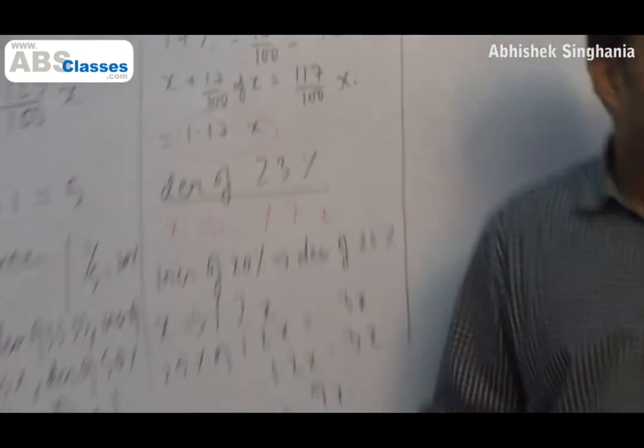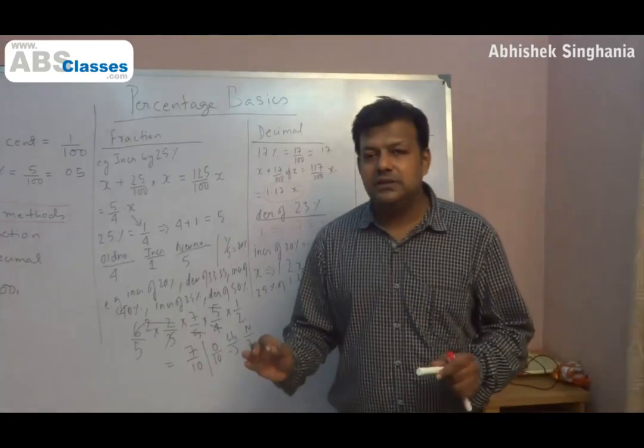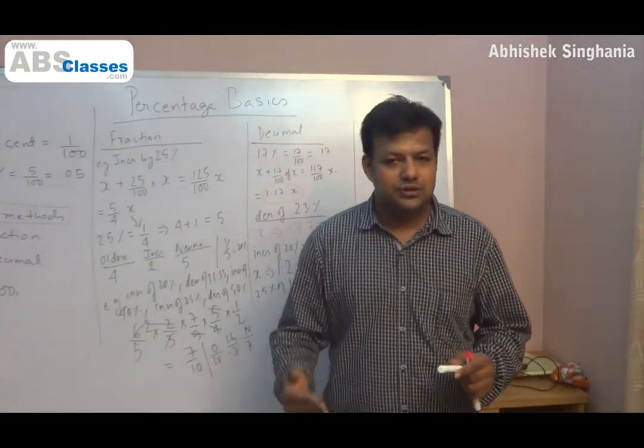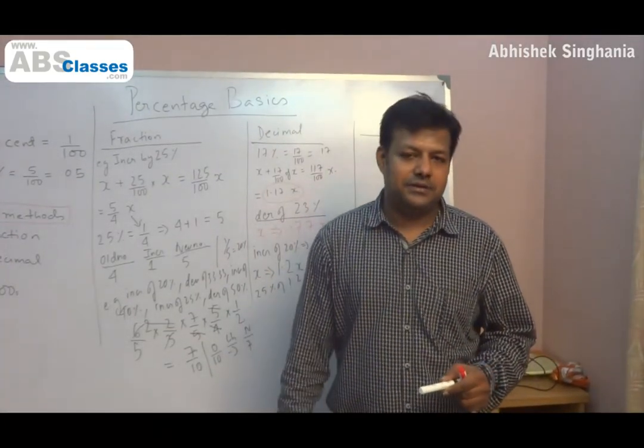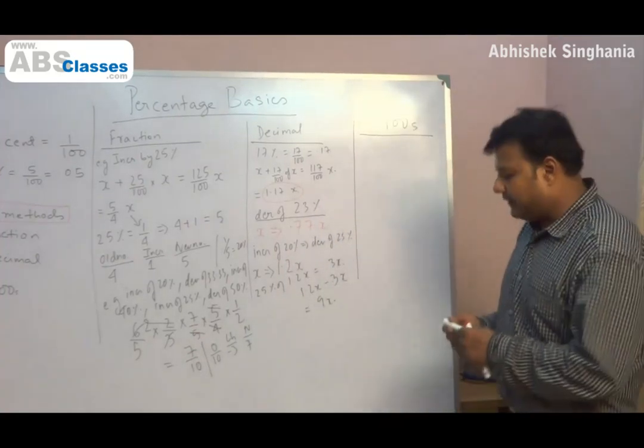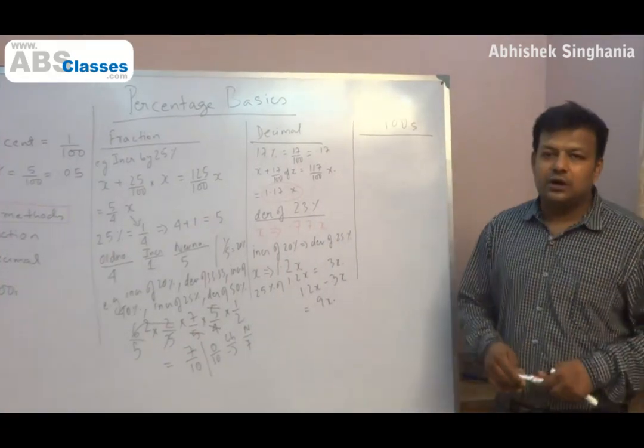And I'm sure we understand by now that 0.9x means 90% of x. So the number has been decreased by 10%. Right? Now let's come to the final method, which is the hundredth method. We call it the hundredth method.